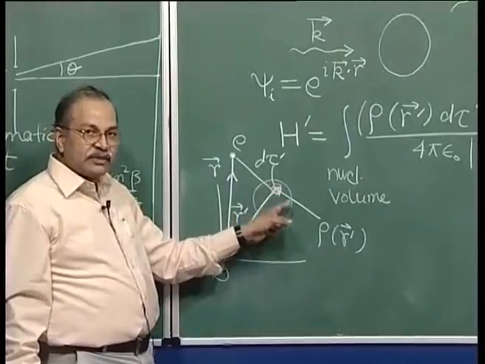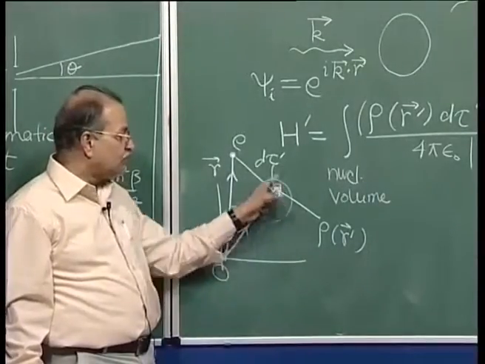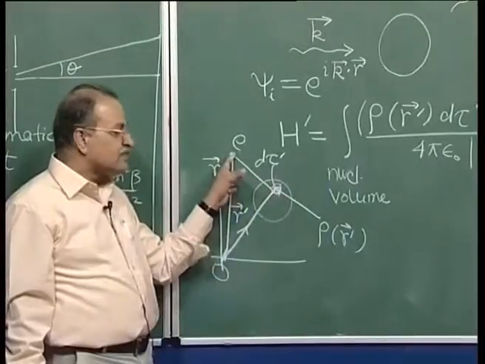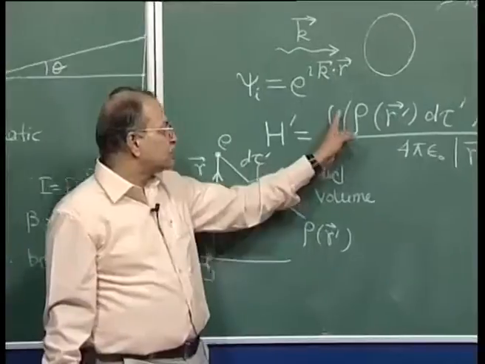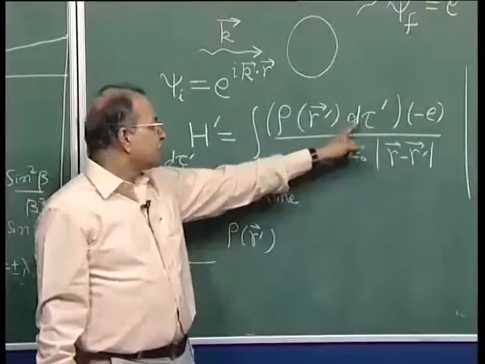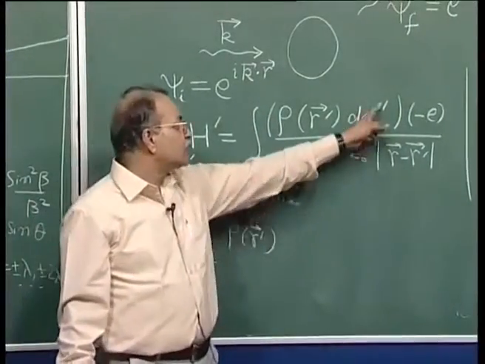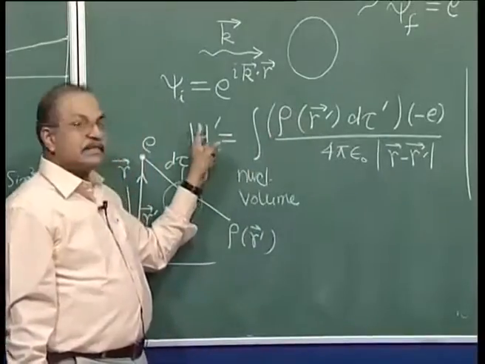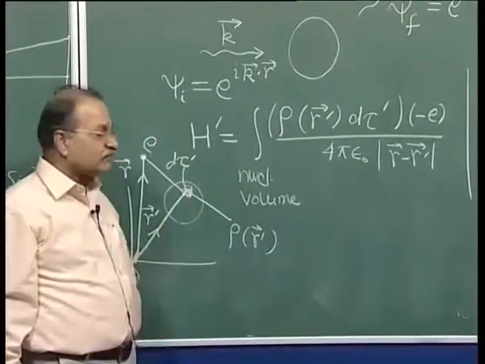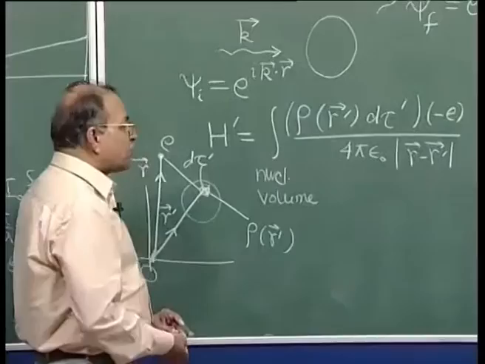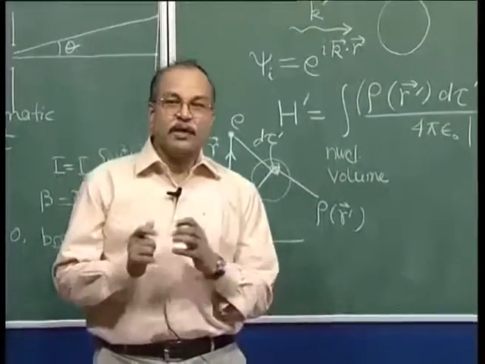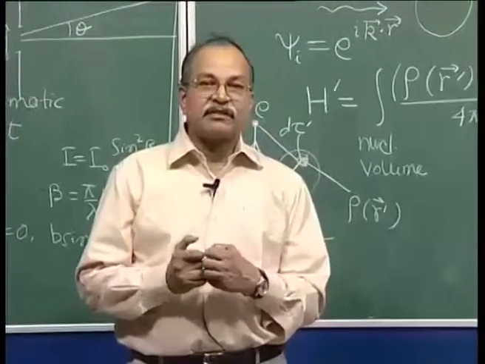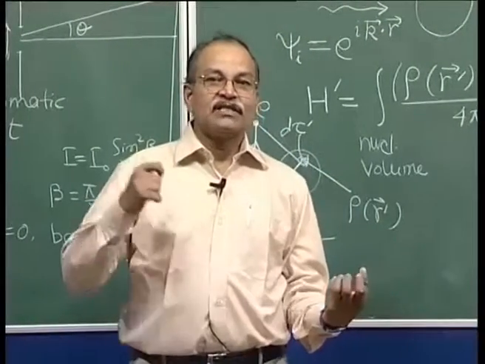Now, you integrate over this whole nuclear volume, so that you get the total energy of this electron with this nucleus. So, that is the integration and the integration is on nuclear volume d tau prime. So, this is the interaction energy. Now, what is the probability? What is the probability that this interaction will change the wave function from psi i to psi f?